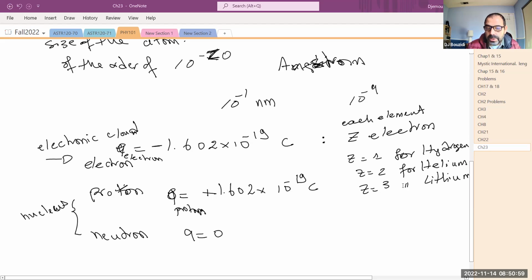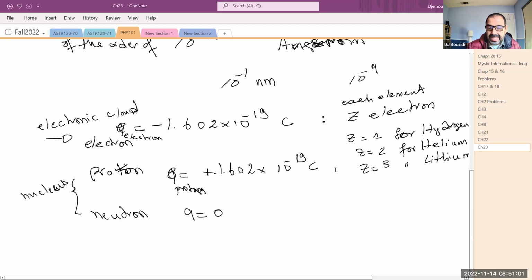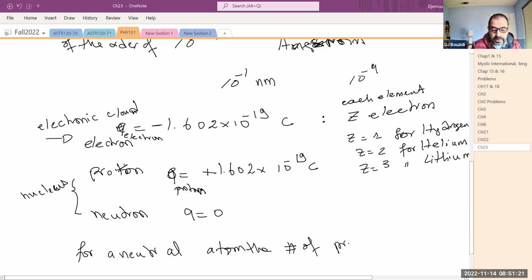Okay, how many protons does each atom have? Well, it has exactly Z protons. This is for a neutral atom. For a neutral atom, the number of protons equals the number of electrons, and both of them are labeled by the letter Z, okay?